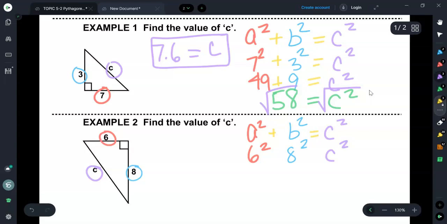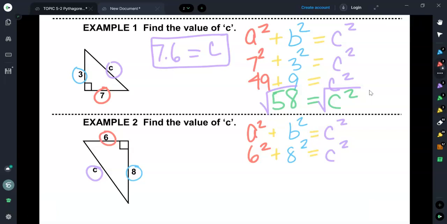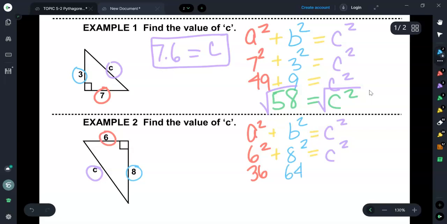And it's not always going to say c. Your variable could be x, it could be j, it could be k. It's not always going to say c. We're just doing this to make it easy for you right now. So that's 36. 8 times 8 is 64. And then I've got my c squared.